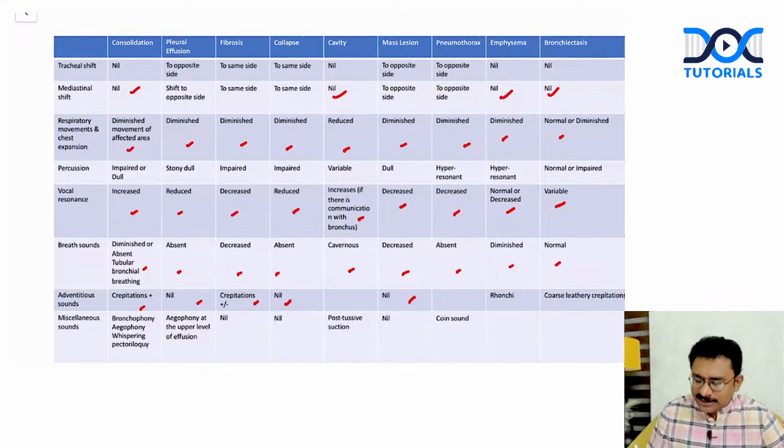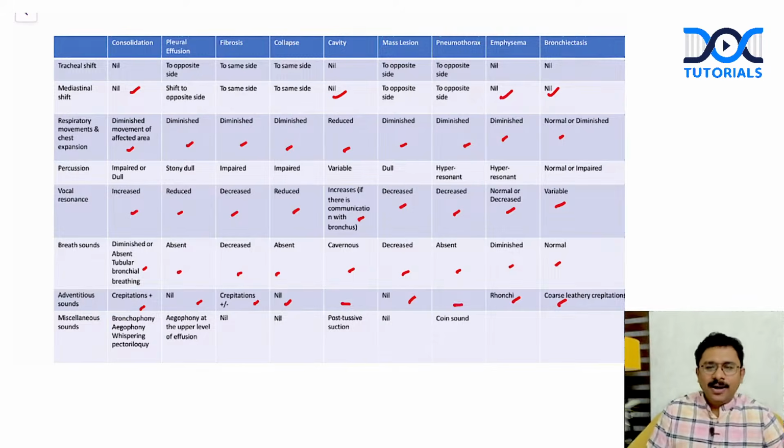So then mass lesions, nil; emphysema, rhonchi; coarse leathery crepitations in case of bronchiectasis. Here you're not going to have any significant adventitious sounds in case of cavity as well as pneumothorax. Miscellaneous sounds in case of consolidation: again, this is something that you have to read for some extra marks. Bronchophony, egophony, and whispering pectoriloquy. In pleural effusion, remember at the upper level of the effusion, you may get egophony. Okay, fibrosis nil, collapse nil.